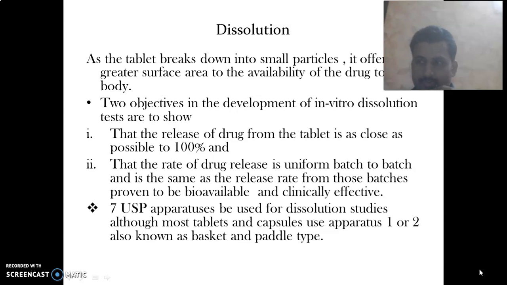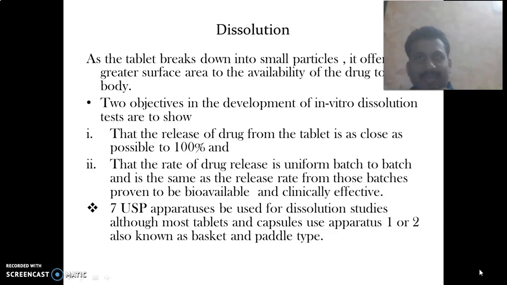It is intended to provide a step towards the evaluation of the physiological availability of the drug product. In all these quality control tests, what we are doing is in vitro, that means outside the body. We are creating the environment of the body outside. Inside the body is called in vivo, outside the body is called in vitro. So we are conducting the test in vitro.